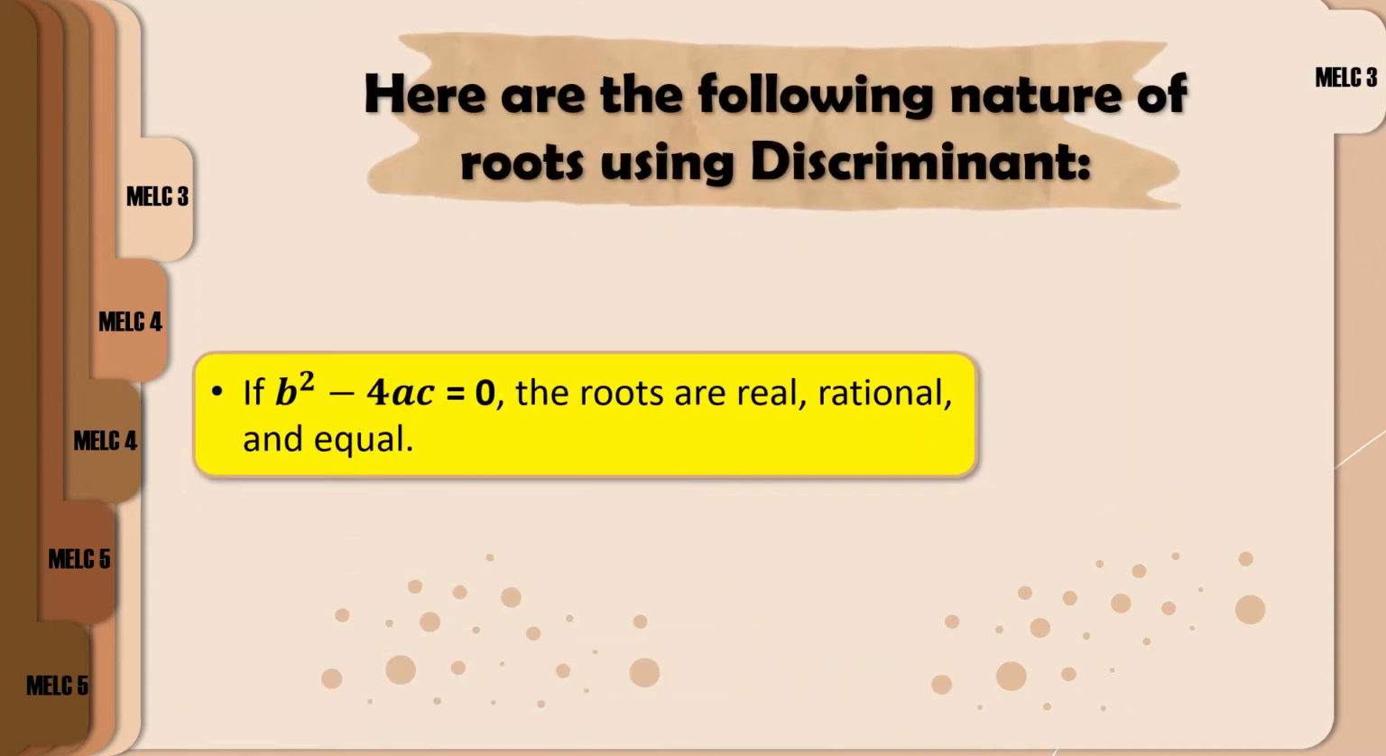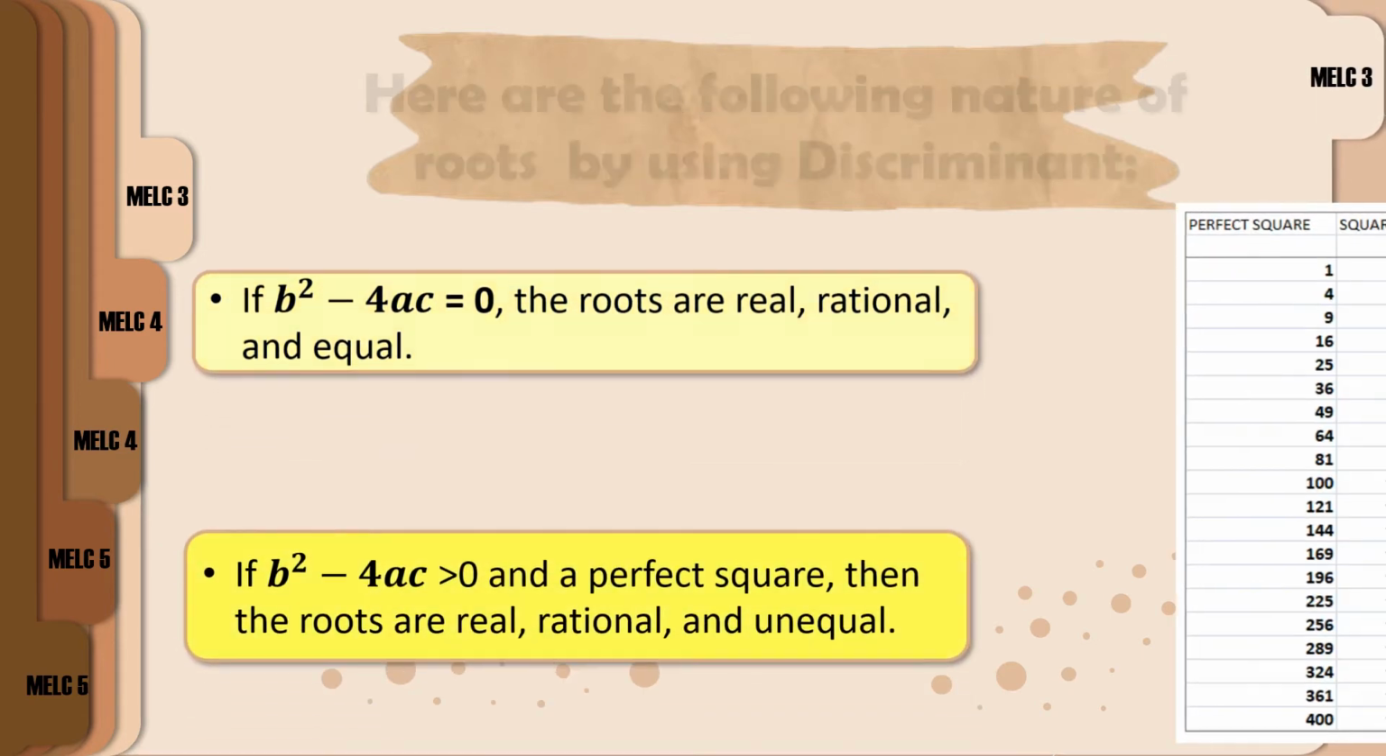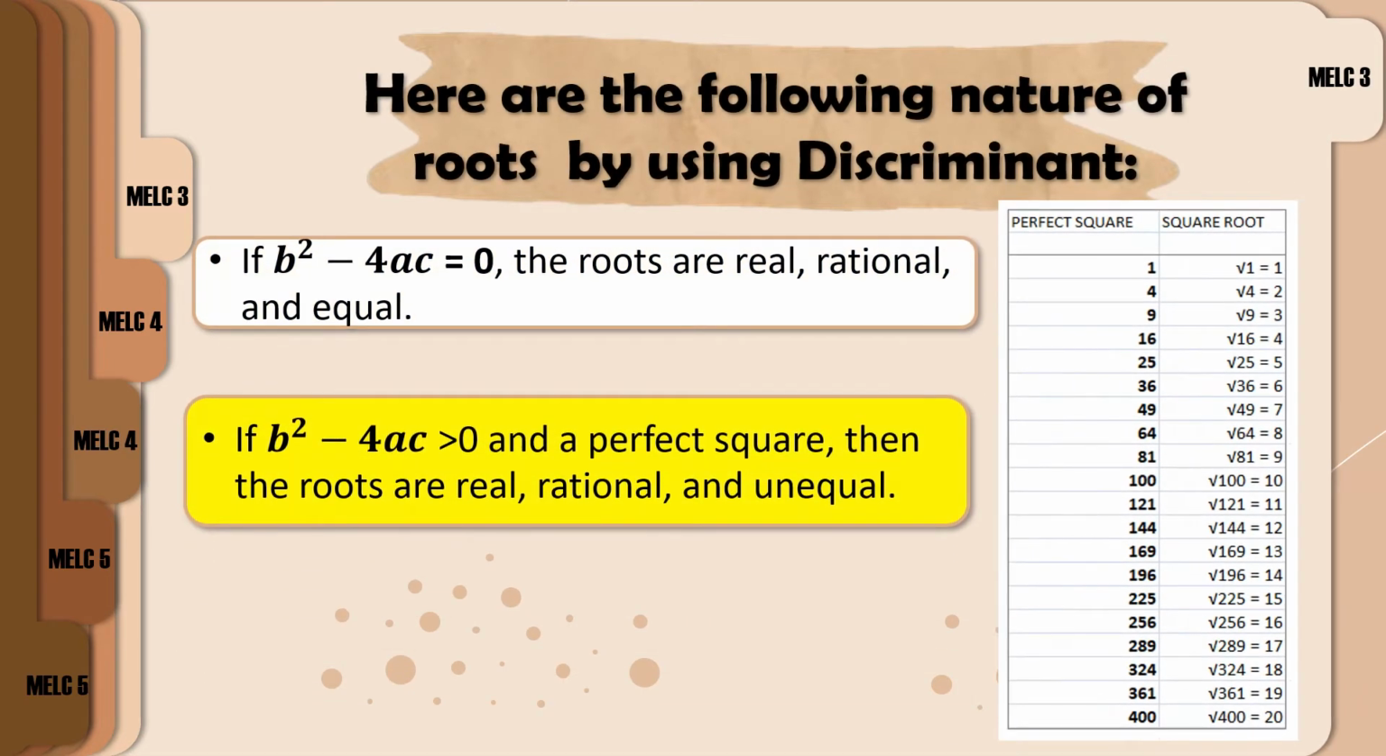The following nature of roots using discriminant. If our discriminant b squared minus 4ac is equal to 0, the roots are real, rational, and equal. For second nature, if our discriminant b squared minus 4ac is greater than 0 and a perfect square, then the roots are real, rational, and unequal. So ang kinaibahan nito sa una nating nature is kapag equal sa 0, that is equal. Pero pag greater than 0 at perfect square, ito ay unequal.